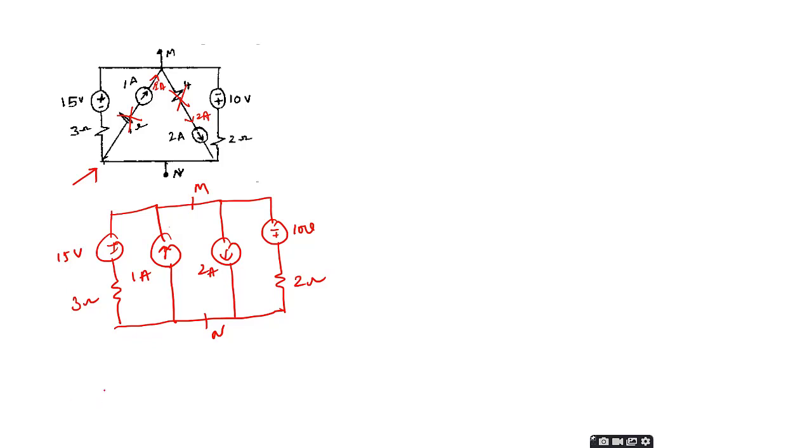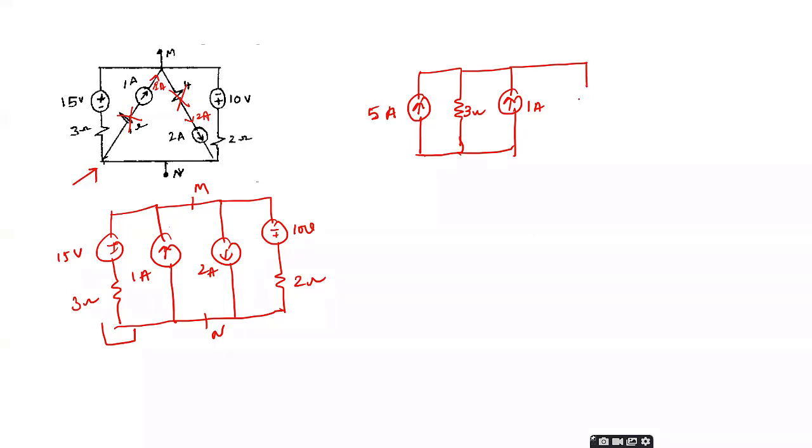All right. Now, can it be converted into a current source in parallel with the resistance? So a current source in parallel with the resistance, so it is 3 ohm. What is the current here? Current equals V by R. V is 15, 15 by 3, it is 5 amperes. And the 1 ampere current source should be written as it is, and the 2 amperes current source should be written as it is.